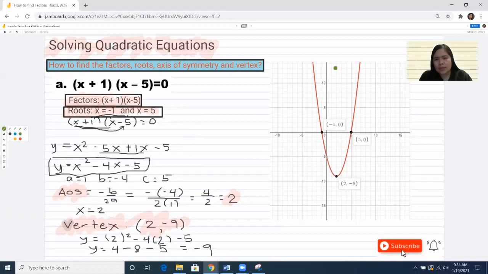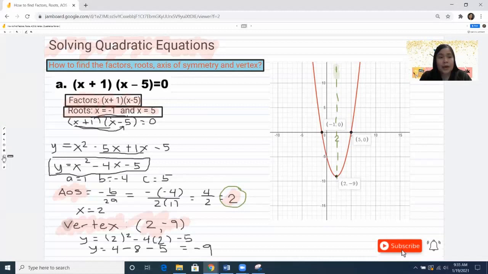So the axis of symmetry is a vertical line that bisects or divides your parabola into two equal parts. This is how we bisect it. There you go. The axis of symmetry passes through the x-axis at positive 2. So therefore, we got it right that the axis of symmetry is positive 2. That is how we get the axis of symmetry given a graph.